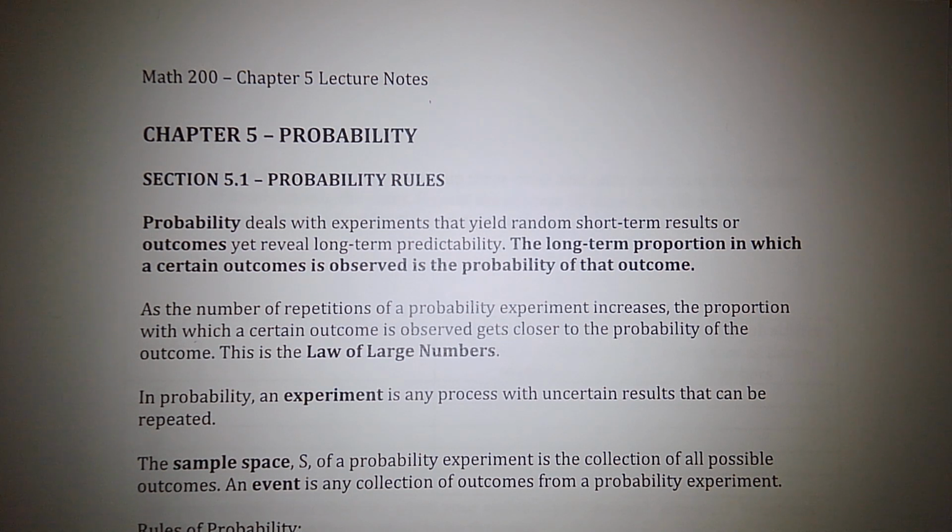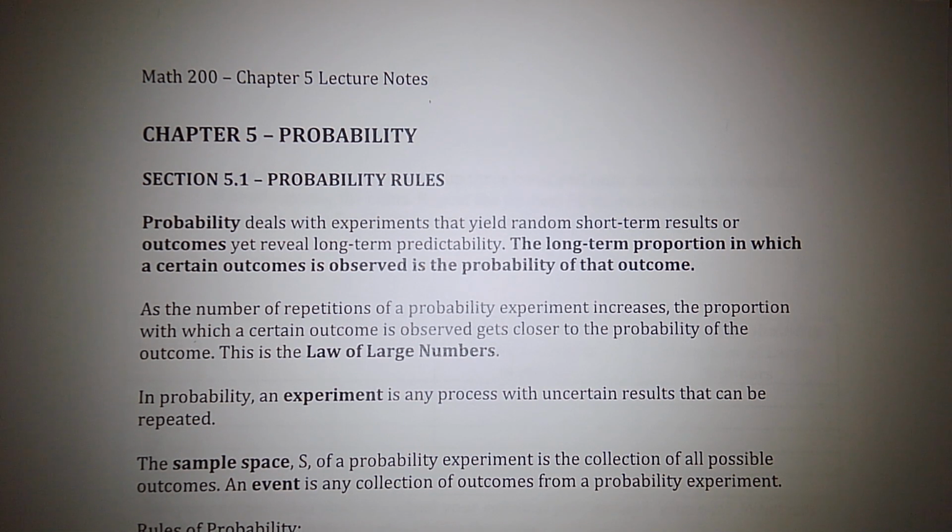In these videos, we're going to be discussing Chapter 5, which discusses probability. First, we need to go over a couple of definitions. Probability deals with experiments that yield random long-term results or outcomes, yet reveal long-term predictability. The long-term proportion in which a certain outcome is observed is the probability of that outcome.